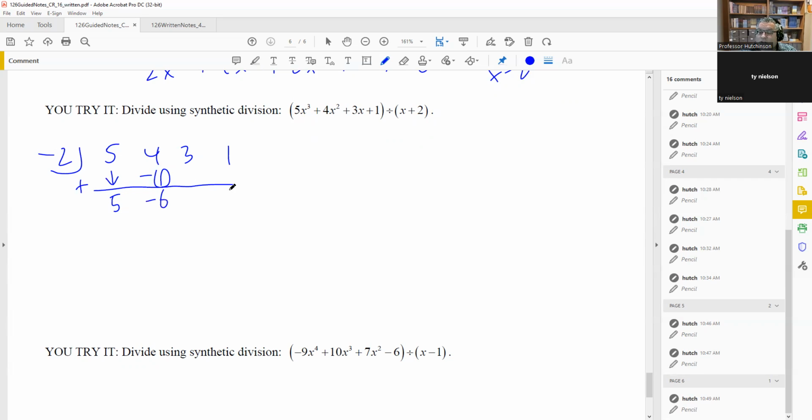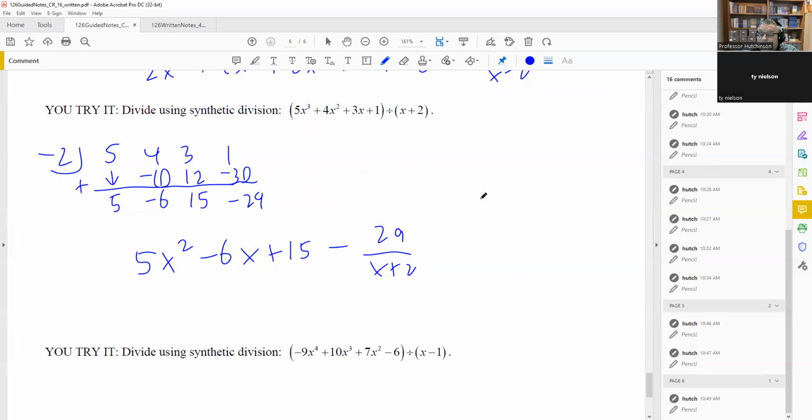-10 plus 4 is -6. -6 times -2 is +12. We're going to add that together. We get 15. 15 times -2 is -30. -30 plus 1 is -29, which is your remainder. So I have 5x squared, because it was a cube originally, minus 6x plus 15. I have minus 29 over x plus 2. That would be your answer for that one.